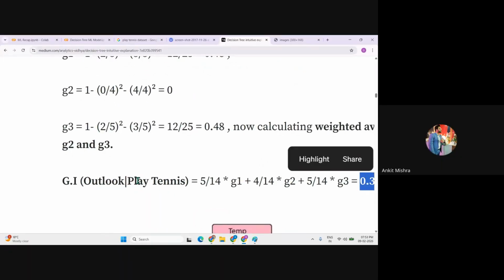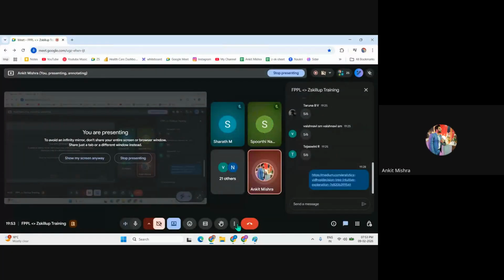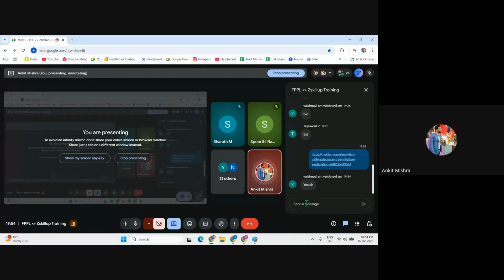Now you just have to repeat the same step with the rest of the features. Guys, I hope everyone is getting my point. Let me know in the message box, class. I hope everyone is getting my point: how to calculate the Gini index of each feature. Just write down here, class.